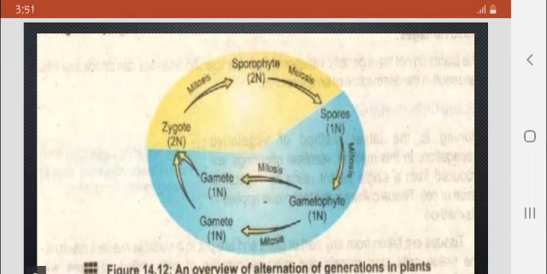And these egg and sperm unite together after fertilization produce zygote that is also diploid, and zygote undergo further mitosis and produce sporophyte generation. So plant alternate one generation with the other generation, and that is why it is called alternation of generation.